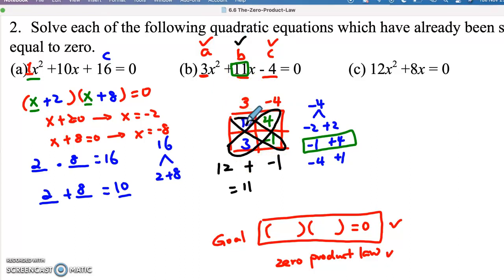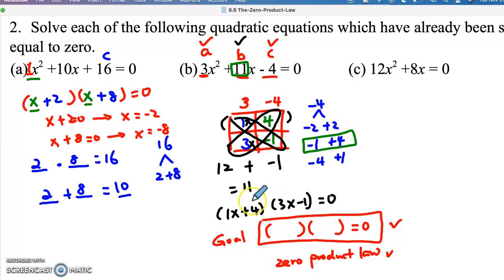I'm going to put the x here. Our first binomial is going to be 1x plus 4, my first pair. My second binomial will be 3x minus 1. And that is the new equation we're looking for, the product of the 2 binomials.